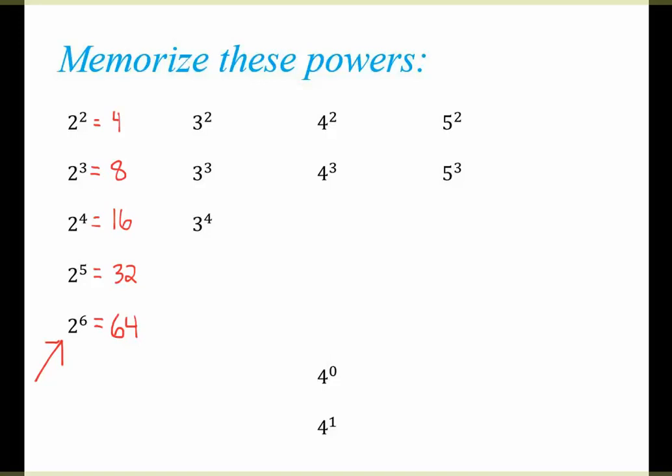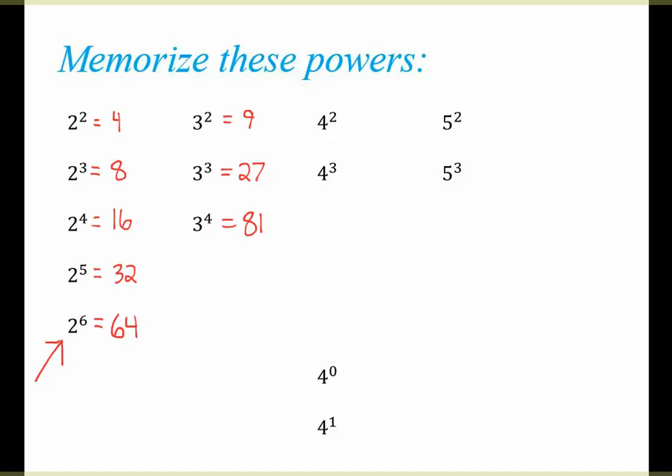When we look at the base 3, 3 squared we know is 9. 3 cubed is 3 times 3 times 3. That's going to be 27. And then 3 to the 4th power, remember, is 3 times 3 times 3 times 3, which is going to be 81. That's a good one to memorize. It's also the same as 9 times 9, because 3 times 3 is 9 and 3 times 3 is 9.